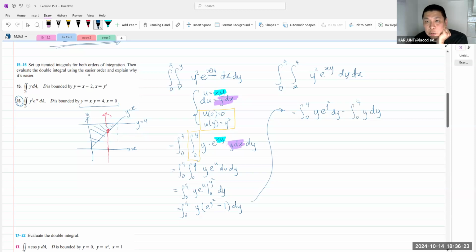I do another substitution, w equals y squared. So dw will be 2y dy. w at 0 is 0, w at 4 is 16. So my double integral now becomes the integral from 0 to 16 of e to the w dw over 2 minus, the second integral is just straightforward, that's 1/2 y squared from 0 to 4.